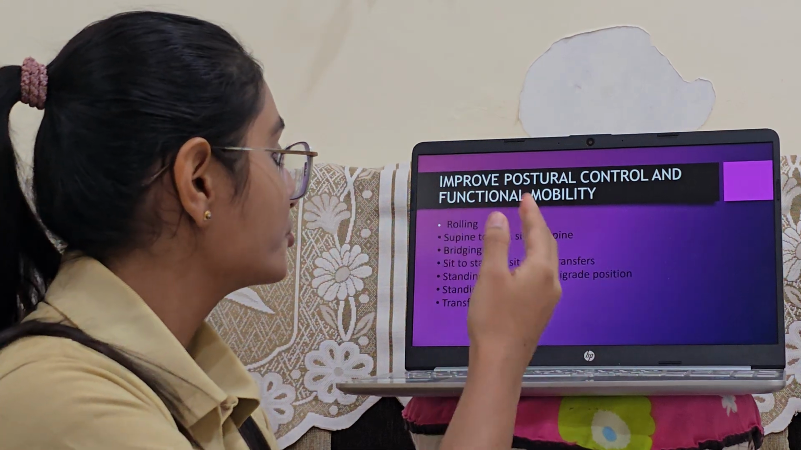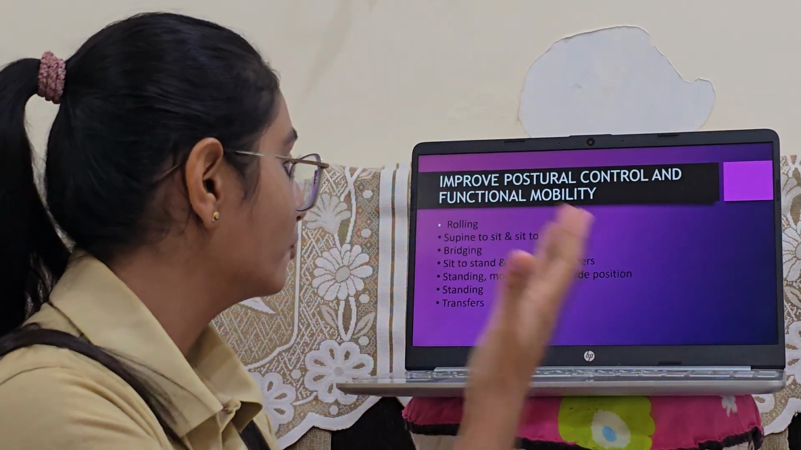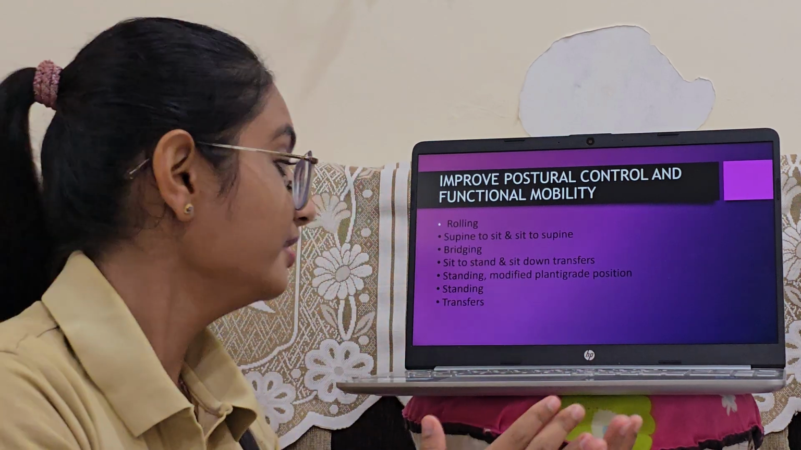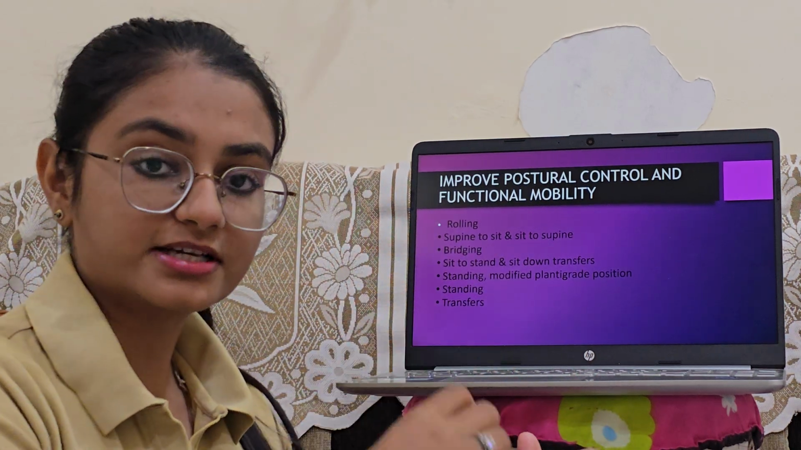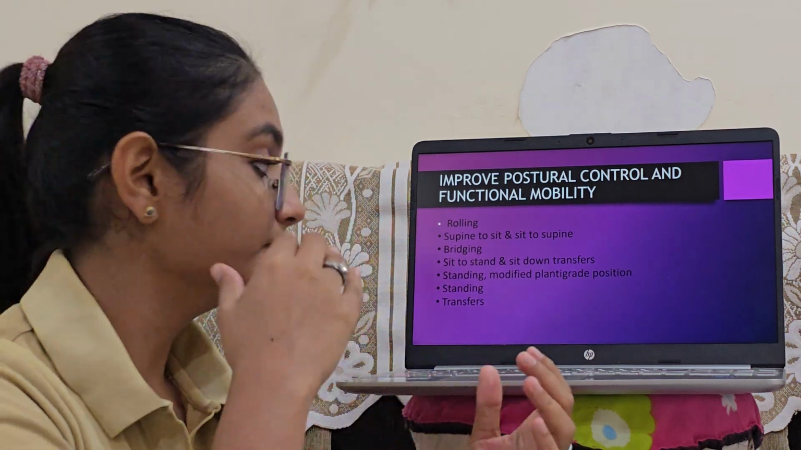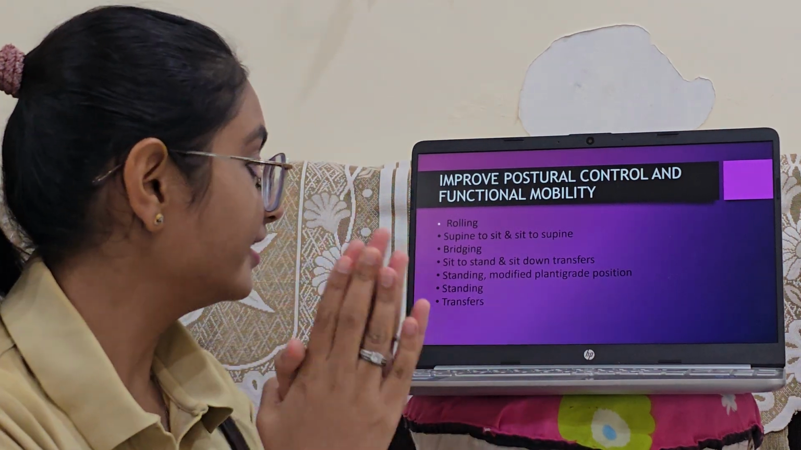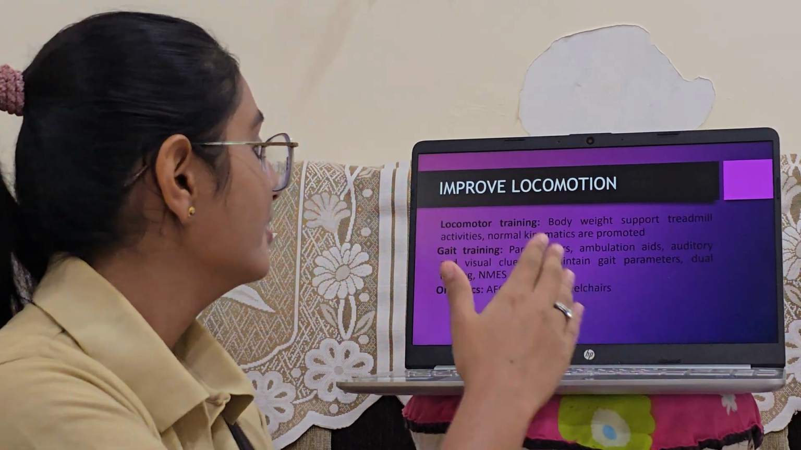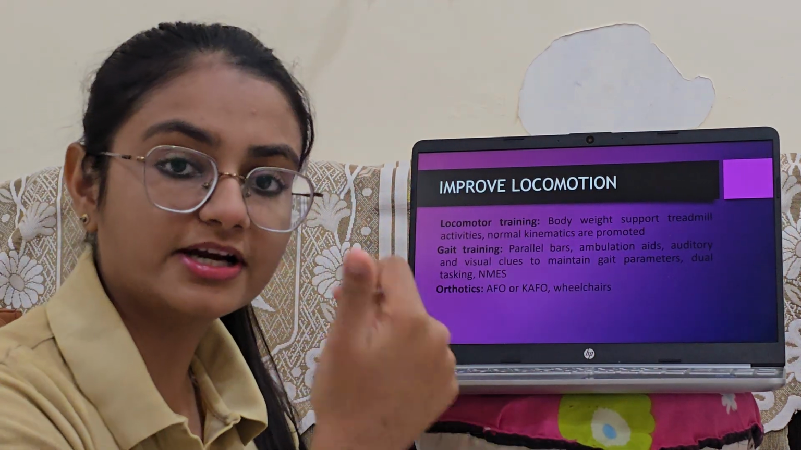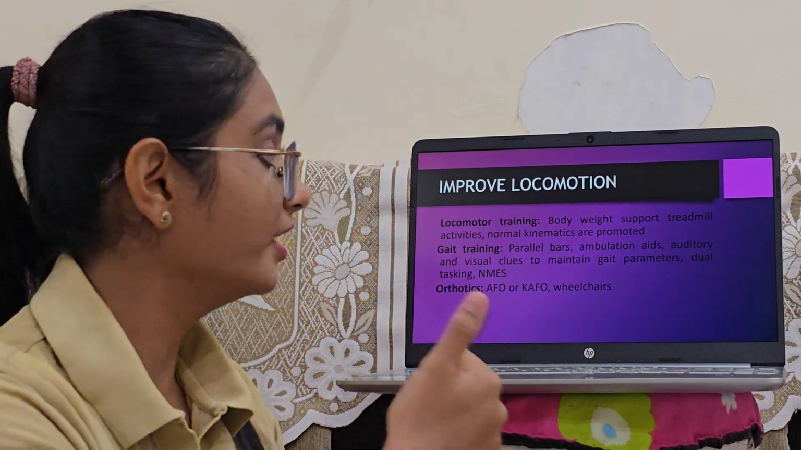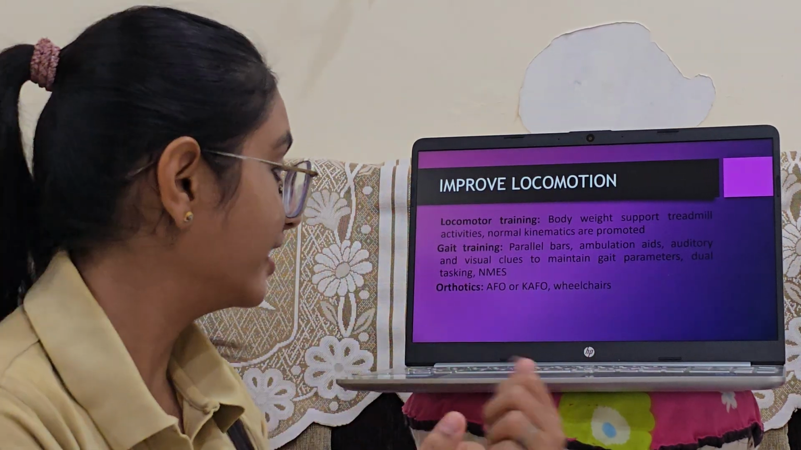For improving posture control and functional mobility: rolling, supine to sit and sit to supine, then bridging, then sit to stand and sit down transfers, then standing, modified plantigrade position, then simple standing and transfers. For improved locomotion: locomotor training, gait training, and orthosis. For locomotor training: body weight support, treadmill activities.